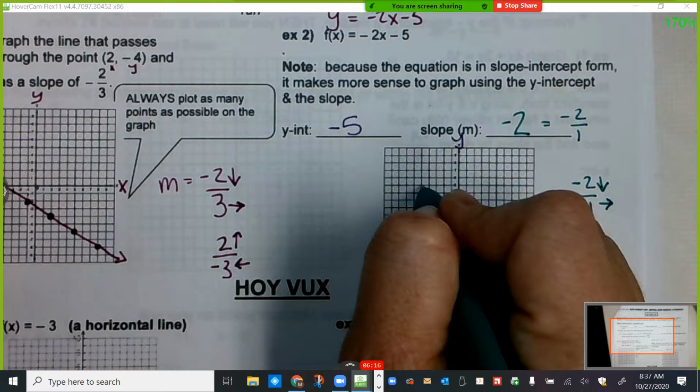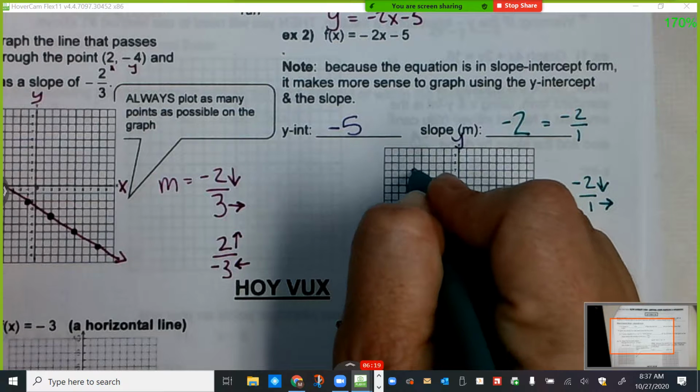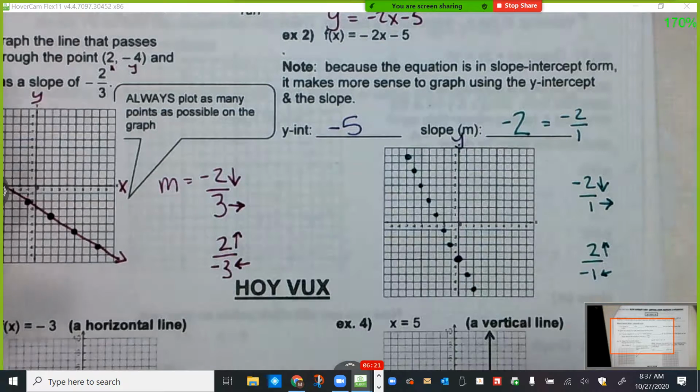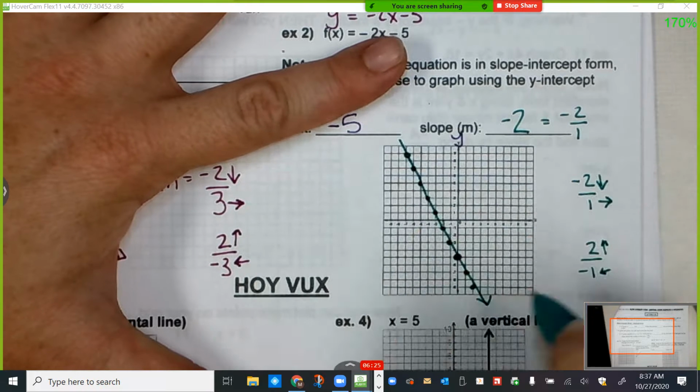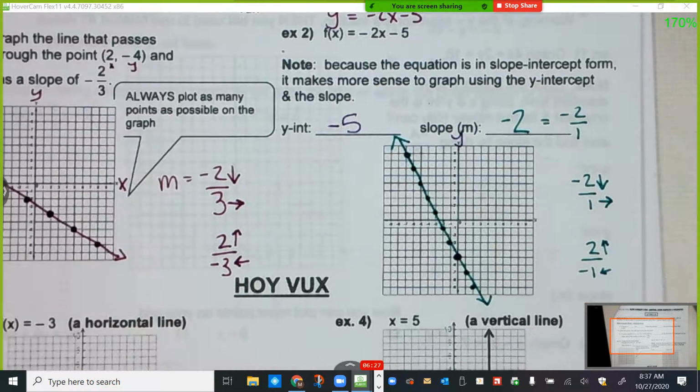I do want you to plot your points all the way across, just because it makes it 100 times easier for me to check and for you to draw a straight line. I promise it helps. Now, one thing I want to ask that's kind of extra notes.